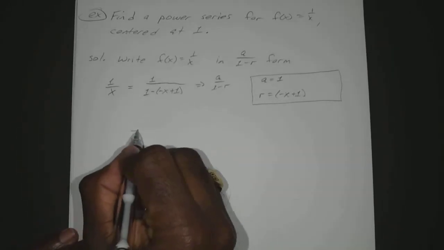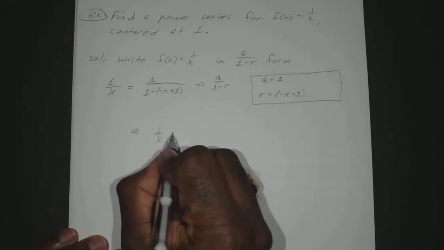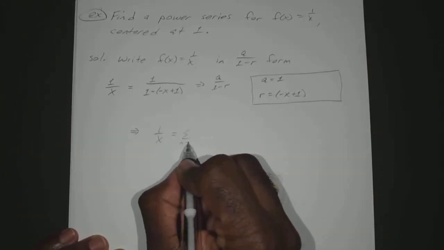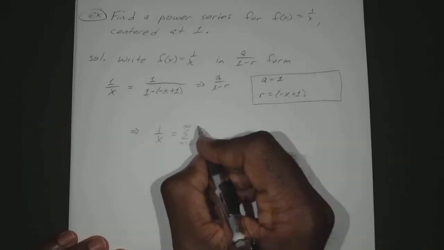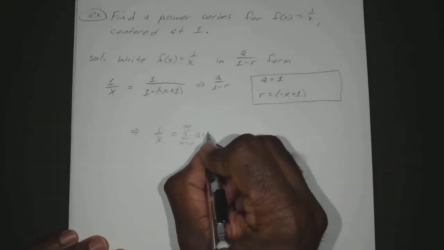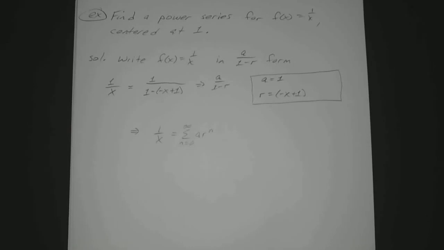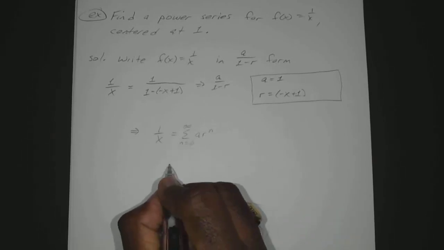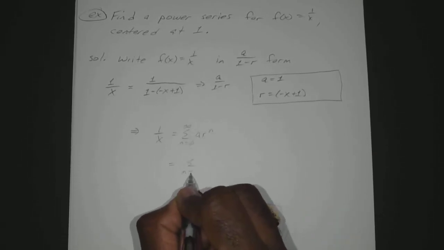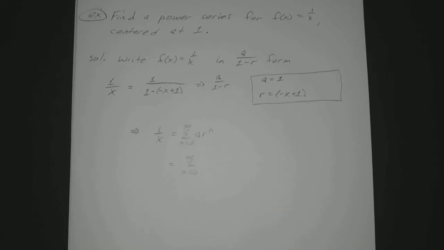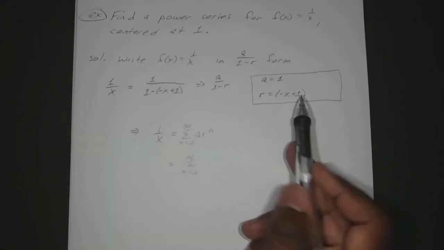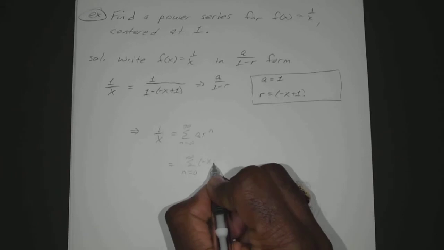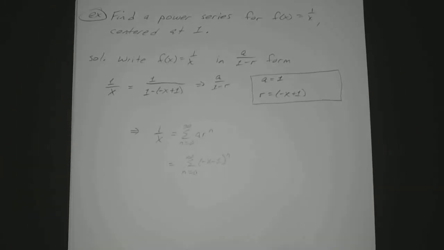Okay, so that means if we have our 1 over x, which is equal to the sum from n equals 0 to infinity, since we put it in geometric series form, that's a times r to the power of n. That means this is going to equal the sum from n equals 0 to infinity. A is equal to 1, so we can just leave that as 1. R is equal to negative x plus 1, so we'll make that negative x plus 1 to the power of n.